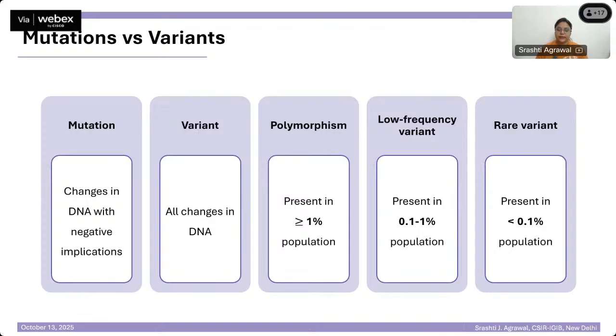If this variant is present in more than 1% of the population, then this variant is called a polymorphism. So, for example, some of you might have heard the terminology single nucleotide polymorphism or SNP. Now, if this variant is in the frequency between 0.1 to 1%, then this variant is called a low frequency variant. And if it's present in less than 0.1% of the population, it's called a rare variant.